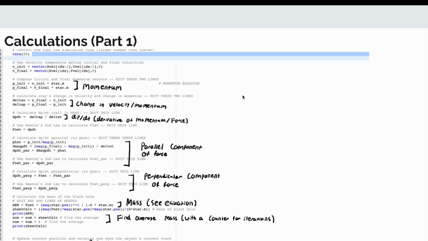For part 1, I first needed to find the momentum. I did this by doing the initial momentum and then the final momentum. Afterwards, I could find the change in velocity and also the change in momentum. With this information, I could then find the derivative of momentum, which again was equal to force. After this, I could find the parallel component of the force, and then also the perpendicular component of the force. Now with this, I could find the mass of the black hole. And then I found the average mass by calculating a bunch of masses and then finding the average of all those. After this, I could then find the position.